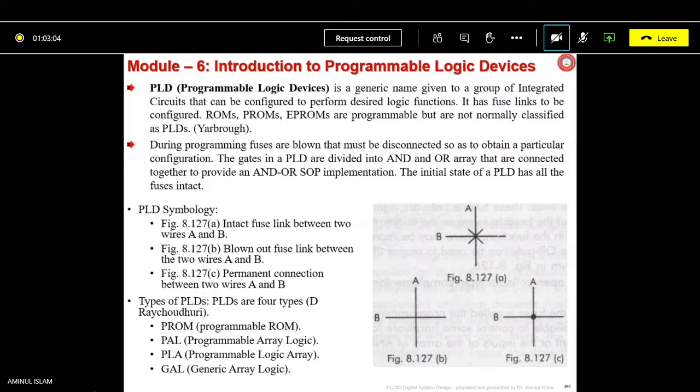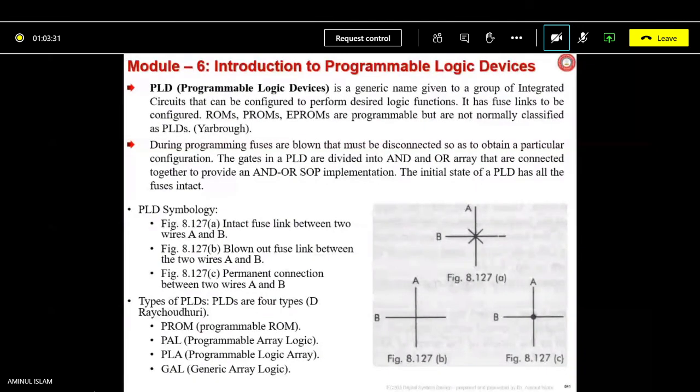I mean to say, it is a class of chips, integrated circuits, and normally ROM, PROM, EPROM are not classified into this. And it has an AND array or OR array that we'll be seeing very soon. And there are various symbology we have to understand.